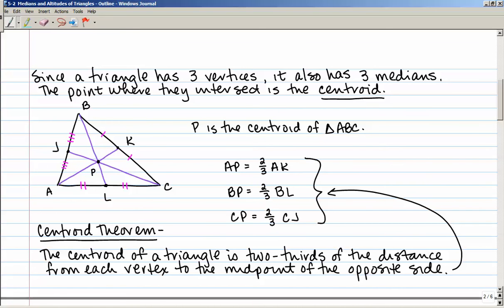So the centroid theorem says that the centroid of a triangle is 2/3 of the distance from each vertex to the midpoint of the opposite side. So given median AK here, AP, the length of AP, is 2/3 of the length of the whole median. Given median BL, the length of BP is 2/3 of the length of BL, and given median CJ, CP is 2/3 the length of the whole median CJ.